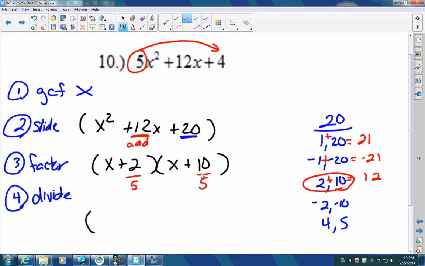2 and 10 are the factors, and we put them there. Then we divide by the 5. See, I was too busy mooing, wasn't I? All right? So now, 2 divided by 5, that doesn't go in evenly, and it's reduced as low as possible. So I'm going to put the 5 in front of the x. 5x plus 2. Nothing I can do with that. What about 10 divided by 5? That goes down to 2. X plus 2. There's your answer.